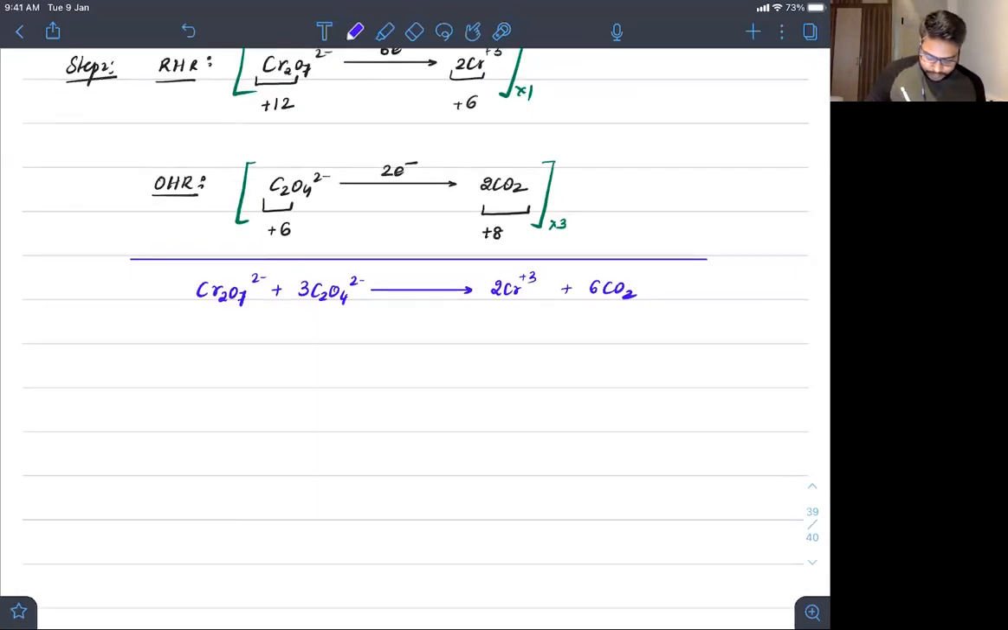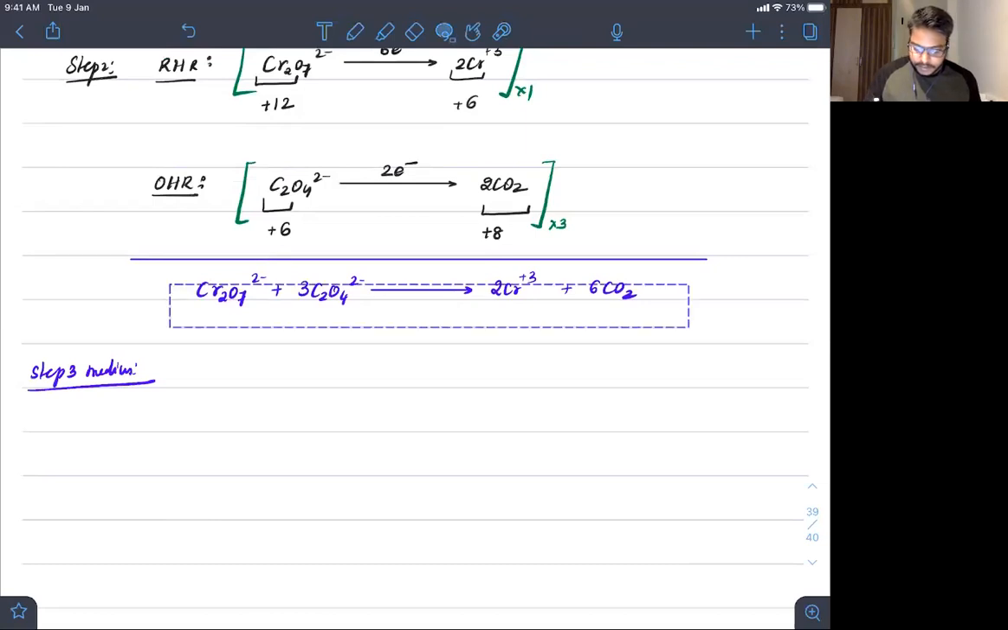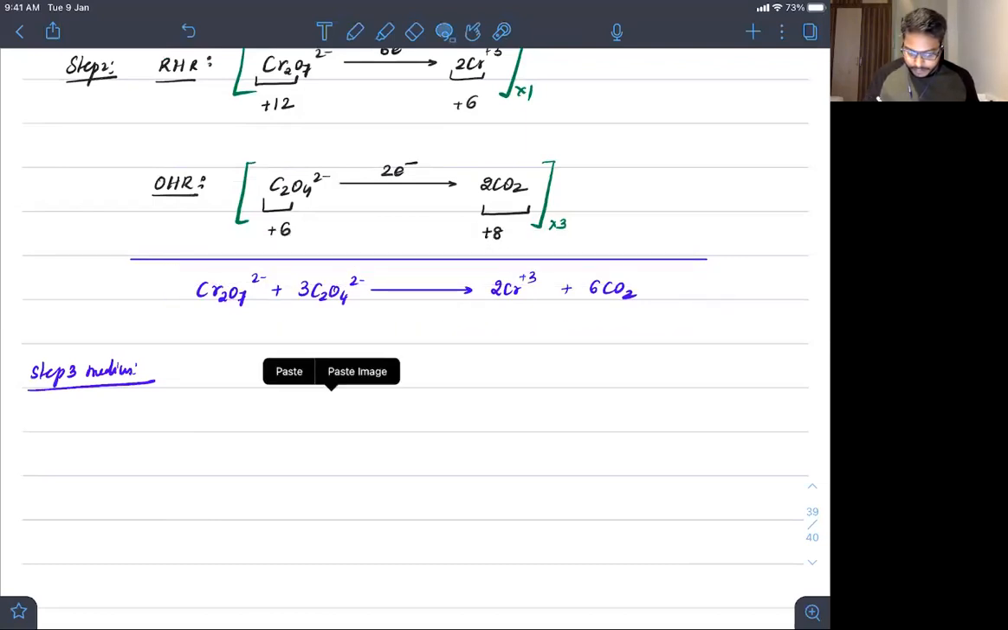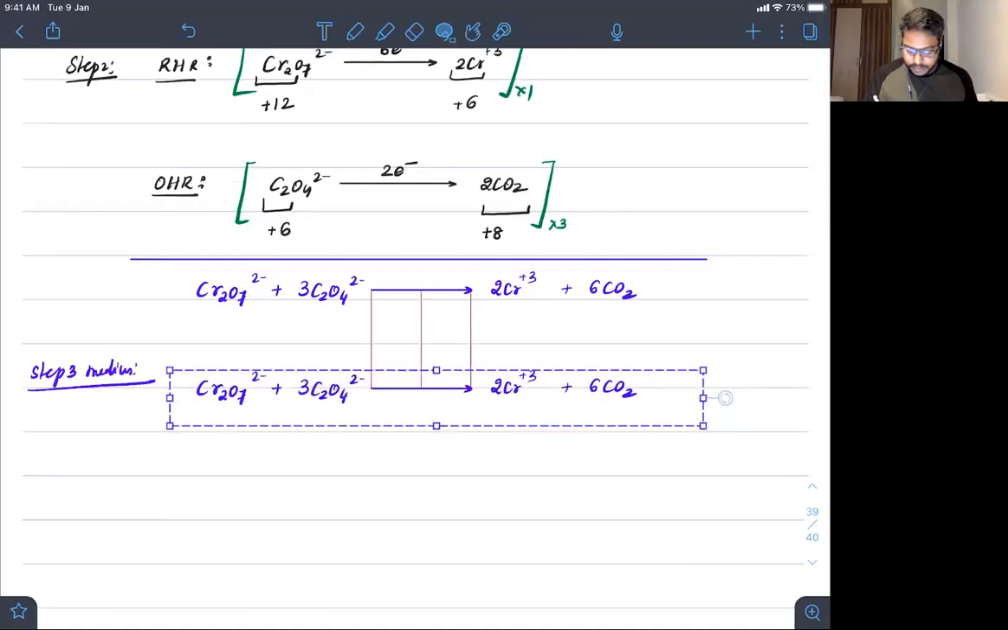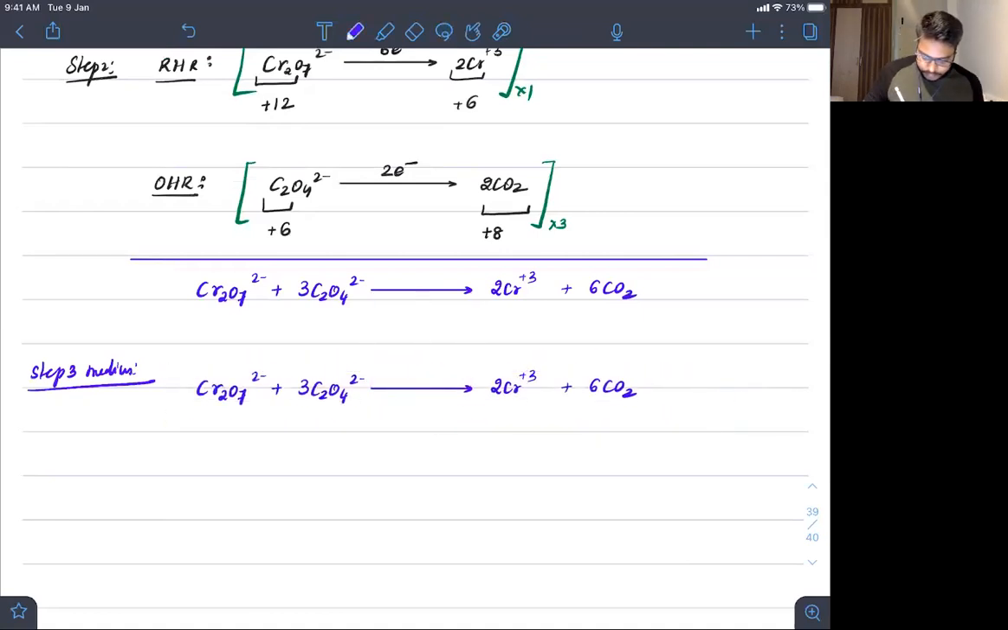Now comes the step 3, which is the medium based. Step 3 is medium. And we are taking this as acidic medium. Since we are taking acidic medium, what is the first thing I said? Count the number of oxygens. So oxygen count. On the left hand side, how many oxygens we have? 7 plus 4 3s are 12. 7 plus 12. So 19 oxygens.